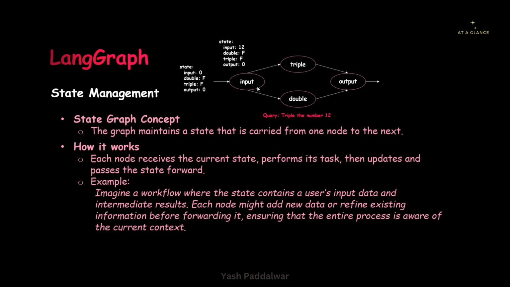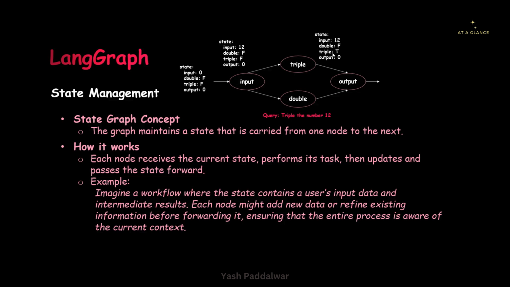One more thing is happening over here: this is a conditional stage wherein two edges are coming out from this node, based on the user query. Since the user query asks to triple this number 12, it will obviously go to the triple node. As and when the control goes to the other node, it also takes the state along. So the state will come to this triple node. Over here, the flag of triple will be updated. That means triple will be set to true, and you can see the state is updated over here.